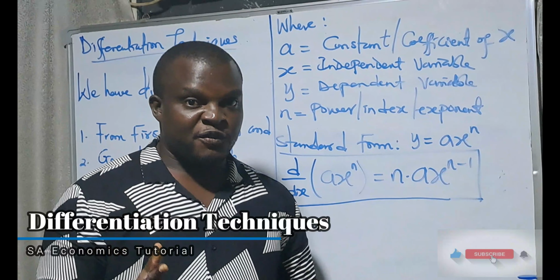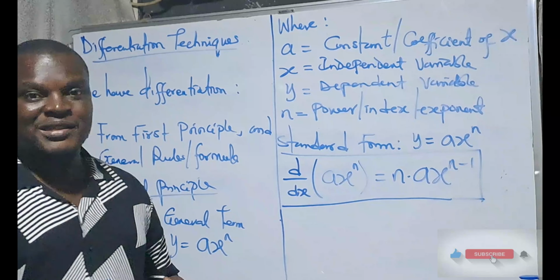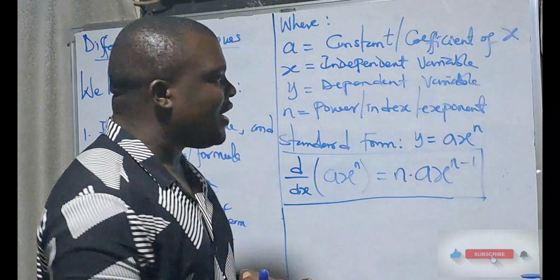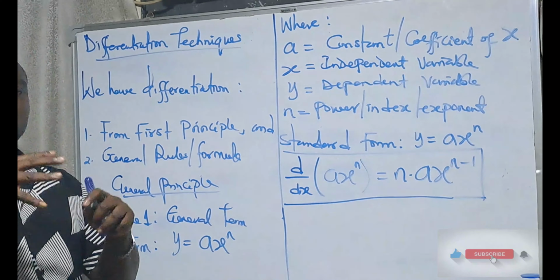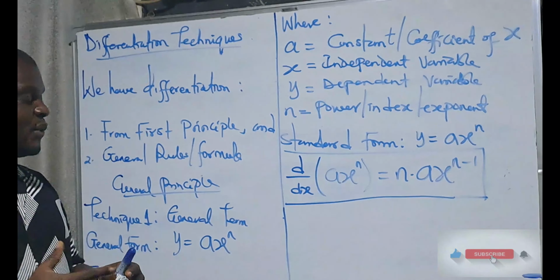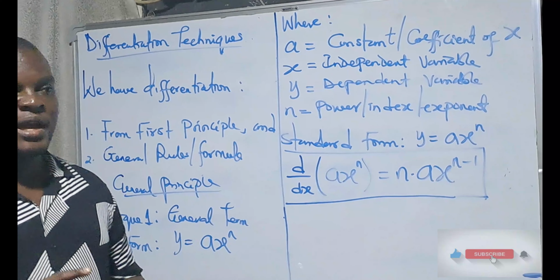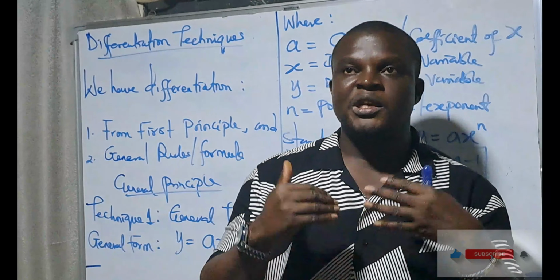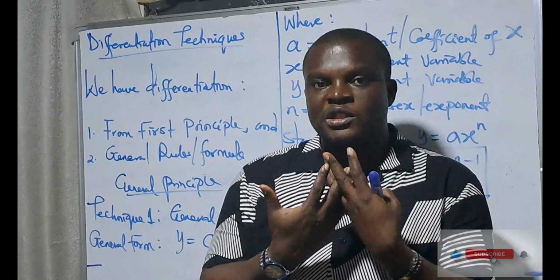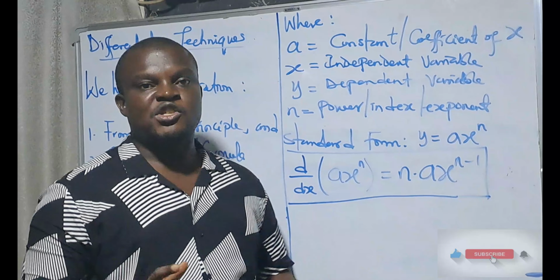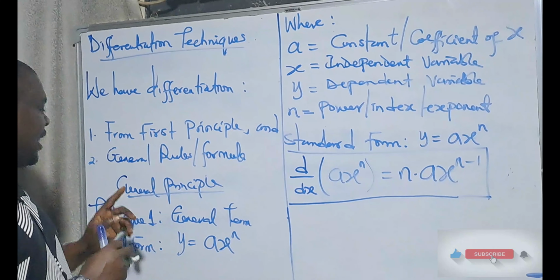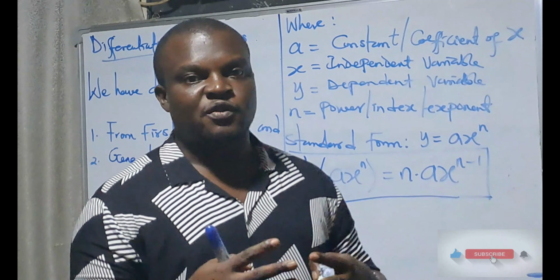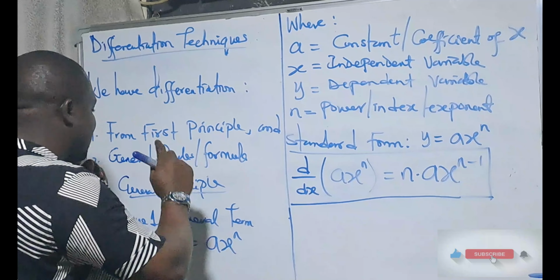In the last class, the previous class, we took our time to explain the introductory part to differentiation techniques. Today we're going to be looking at these different techniques in detail. We're going to start with the general term, but take note that we have differentiation from first principle, and we also have differentiation from general rules, which you can also call general terms or general principles. Today we are going to be touching on general principle. In our subsequent videos, we are going to be looking at differentiation from first principle, but let's start with general principle today.